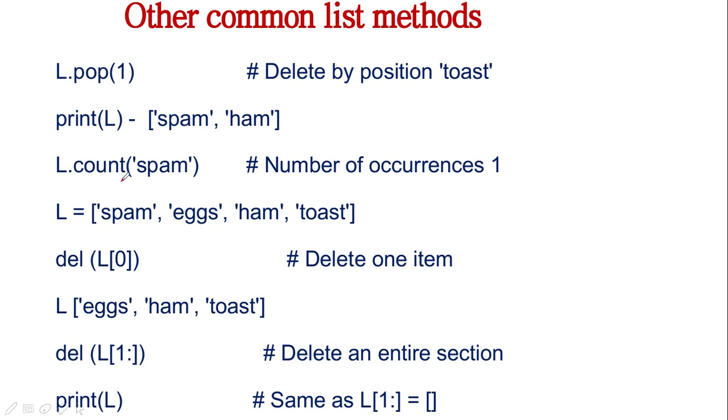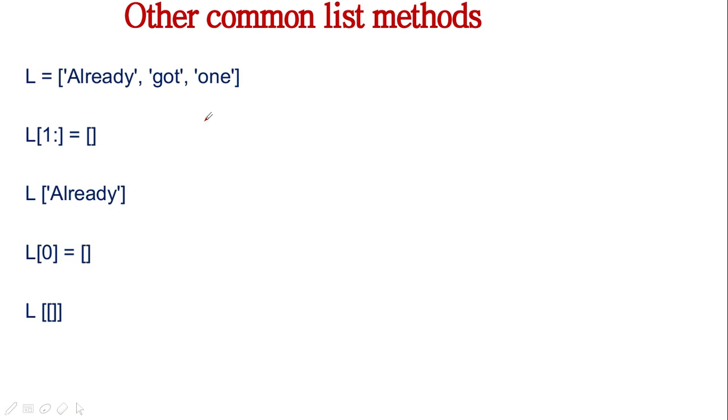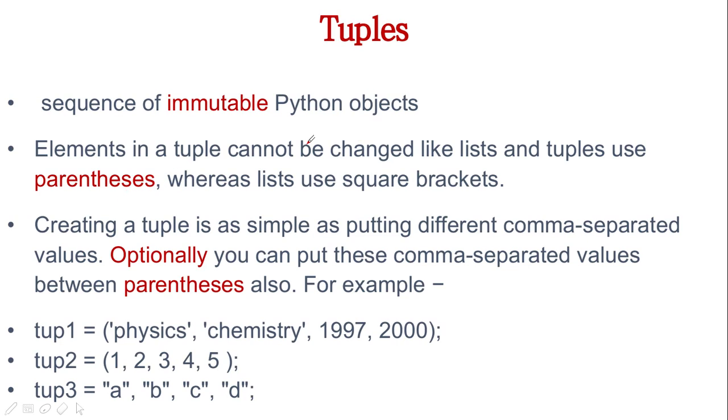Pop is there, and also count. Count is for returning how many times an element occurs. For example, if I say L.count of spam, you will see that spam occurs once, so it will return 1. Also you can delete one of the items and delete a particular section. When you use slicing and say 1 colon, from index 1 everything will be deleted. Okay, these are the common things present.